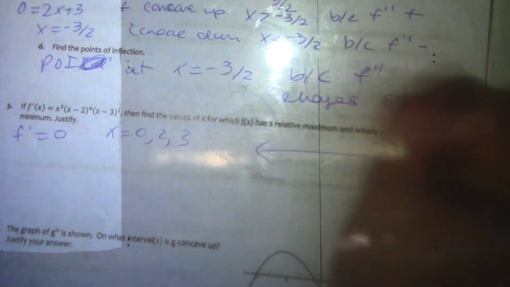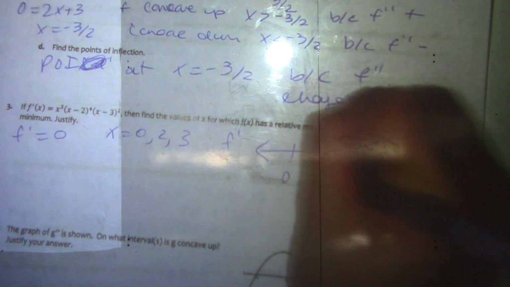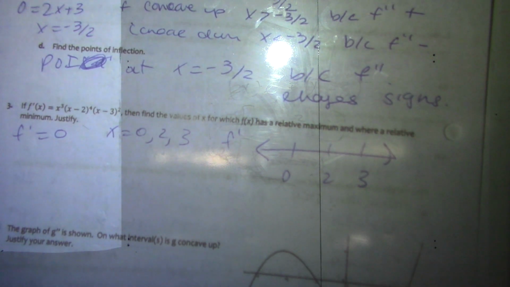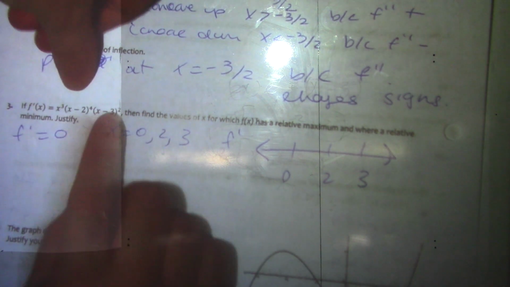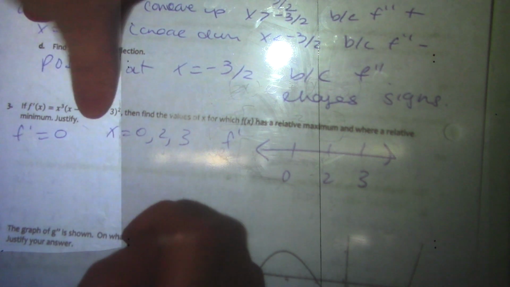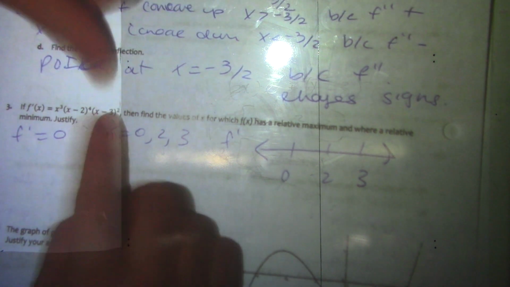Here I have f prime. I want to know where I have a relative max and min. So first I set f prime equal to 0. That's going to give me x equals 0, 2, and 3. And now I make my number line of f prime: 0, 2, 3. Any value of either of these is going to be positive because no matter what I get inside, it's getting squared and to the fourth.